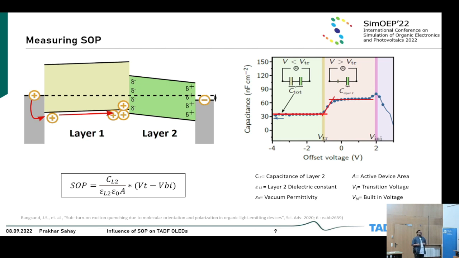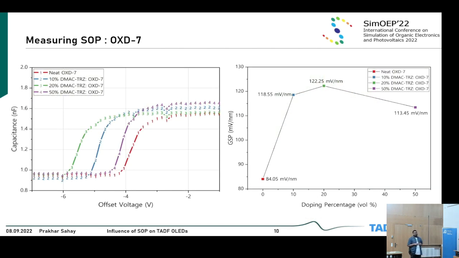Okay, so for this material called OXD7, we did 4 measurements. We had that device structure that you just saw, and then we had a neat OXD7. Then we doped it with 10, 20, and 50% DMAC-TRZ, which is a TADF emitter.